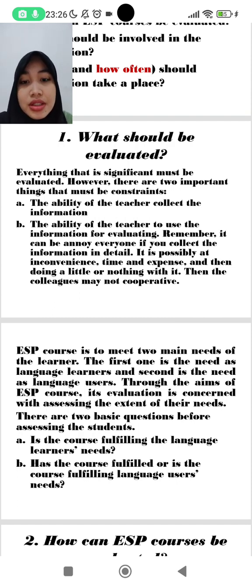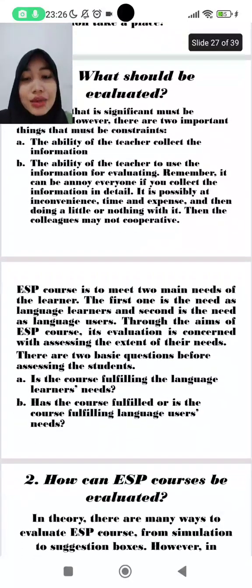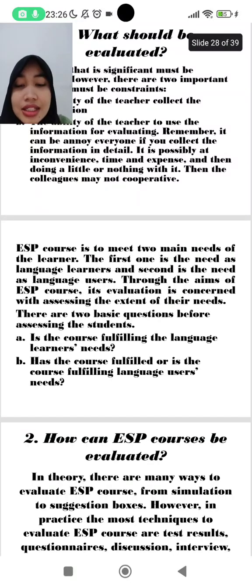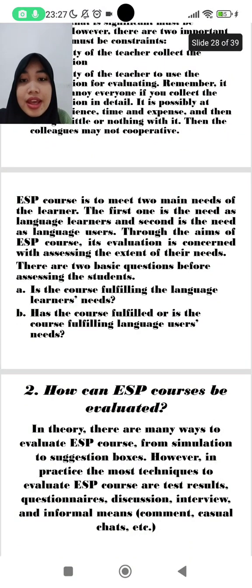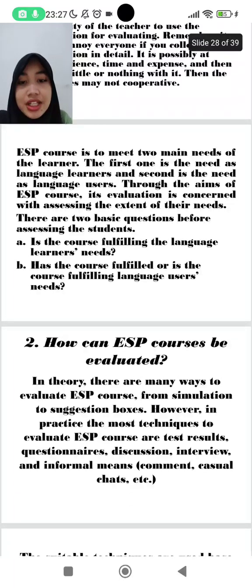The aspect of the course is to meet two main needs of the learner. The first one is the need as language learners, and the second is the need as language users. Through the aims of the ESP course, its evaluation is concerned with assessing the extent of their needs. There are two basic questions before assessing the students. A. Is the course fulfilling the language learner's need? B. Has the course fulfilled, or is the course fulfilling, the language user's need?